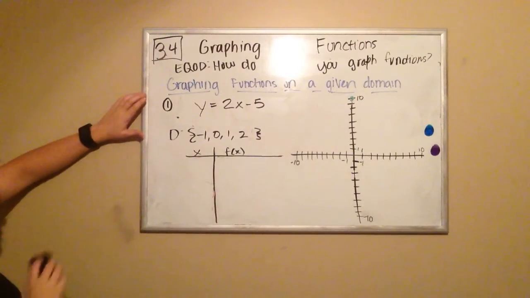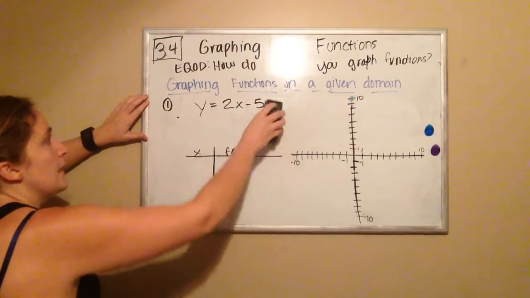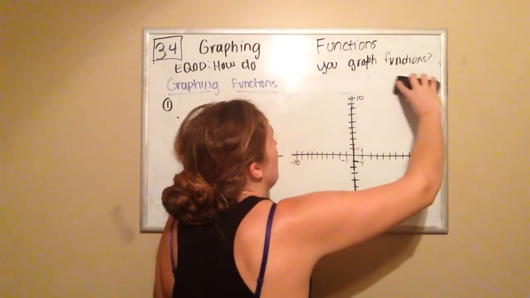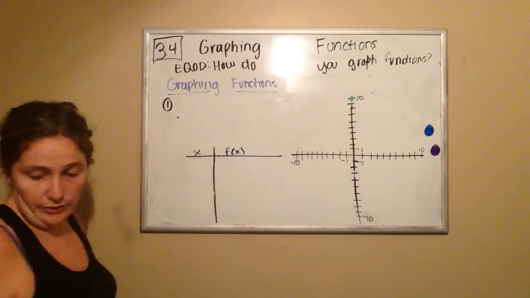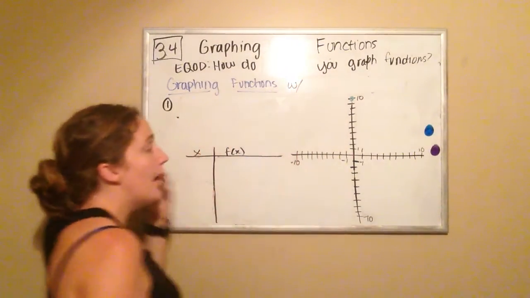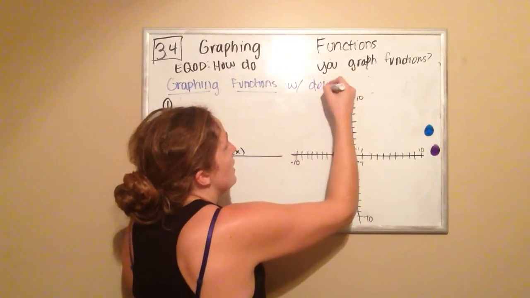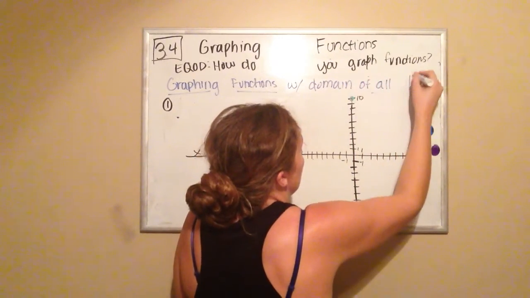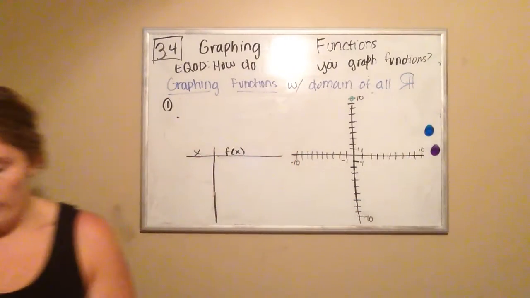Alright, if you're back with me, I'm assuming you've already completed this. So I'm going to go ahead and erase this. The next ones we're going to be doing is going to be graphing functions with a domain of all real numbers. So meaning we're not restricting the domain anymore. So now that's the time we get to draw the lines and have the arrows at the end. With domain of all real numbers. That symbol just represents real numbers.